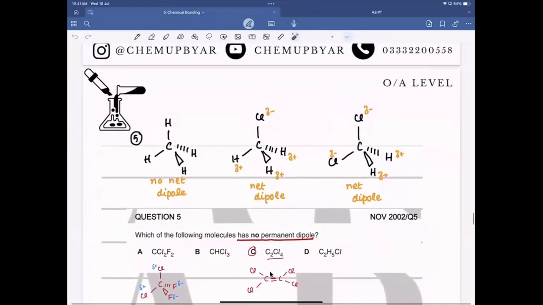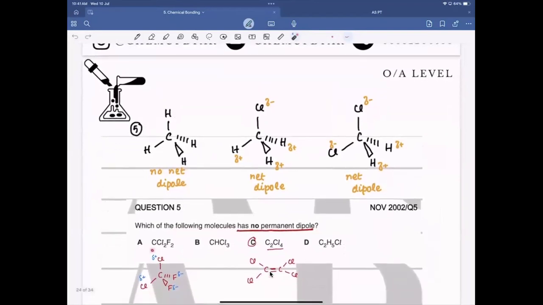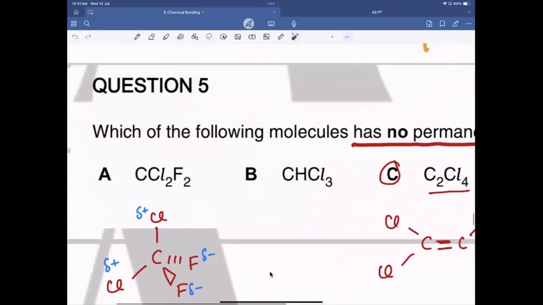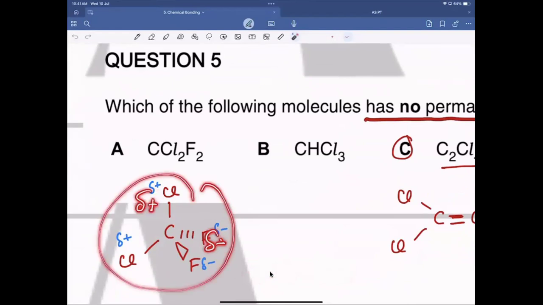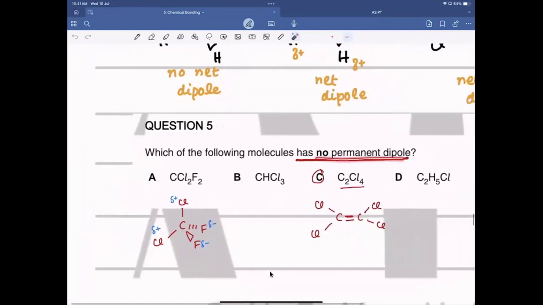If I make this structure over here, see, there are 2 chlorines and 2 fluorines. So chlorine is going to be partial positive as compared to fluorine, because if you recall the order, fluorine is the most electronegative one, then nitrogen, then chlorine. So in the whole molecule, we are getting one side partial negative and the other side partial positive, right? So it has a net dipole. That's why A is not going to be the answer, because they are asking which has no permanent dipole.